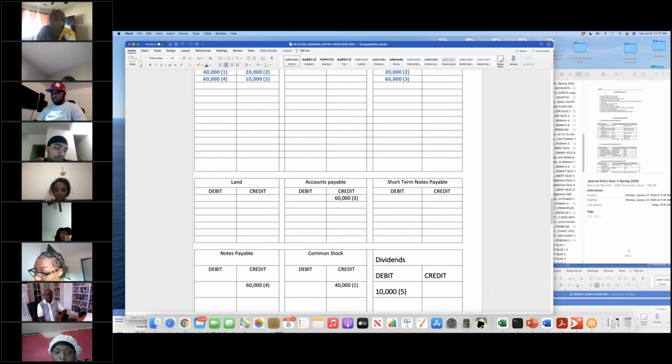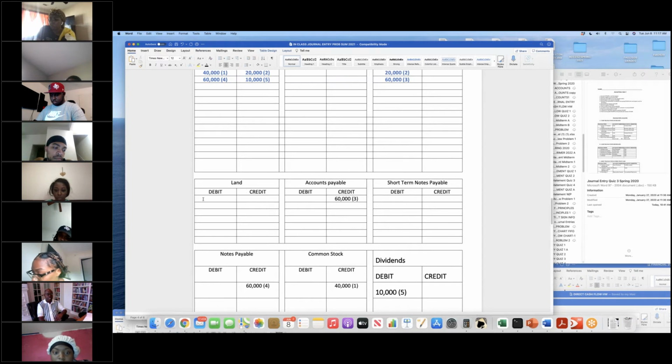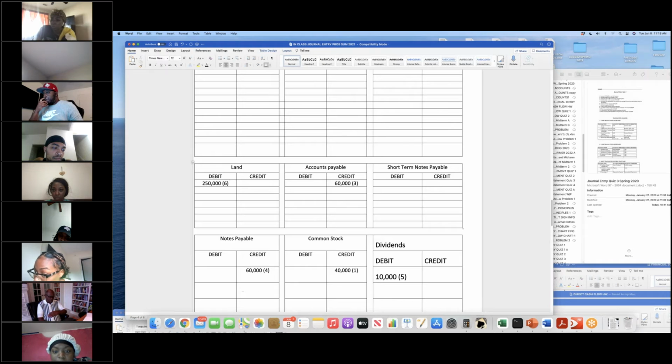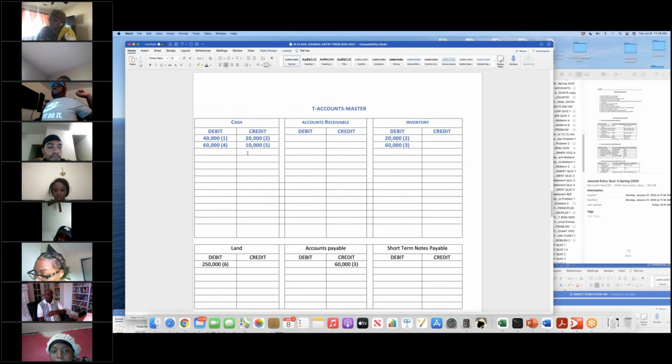So we're going to go to land. And what's going to be? 250,000 for debit. And this was transaction 6, correct? Yes. Then we're going over here to notes payable since we're here, and there'll be 200,000 for credit. Then we got to do what? Go to cash, it'll be 50,000 for credit.